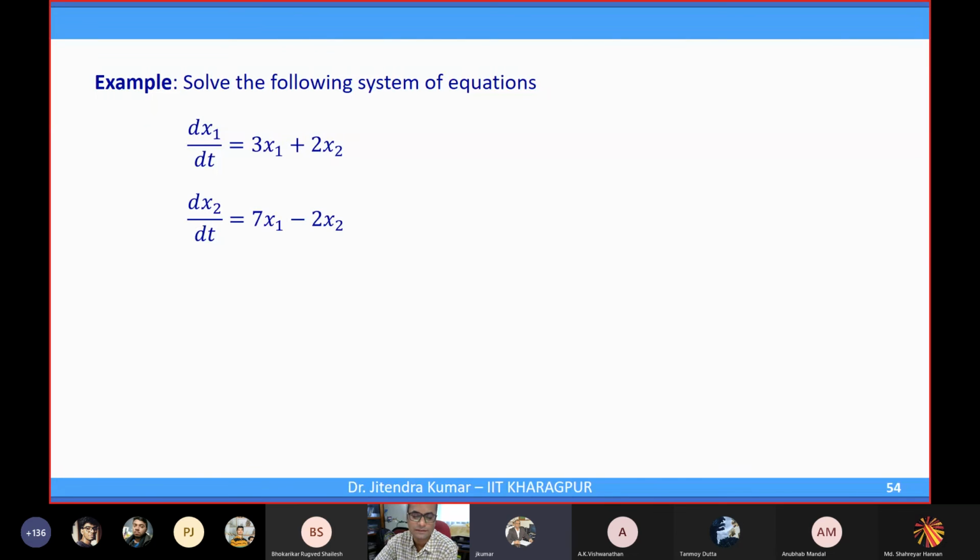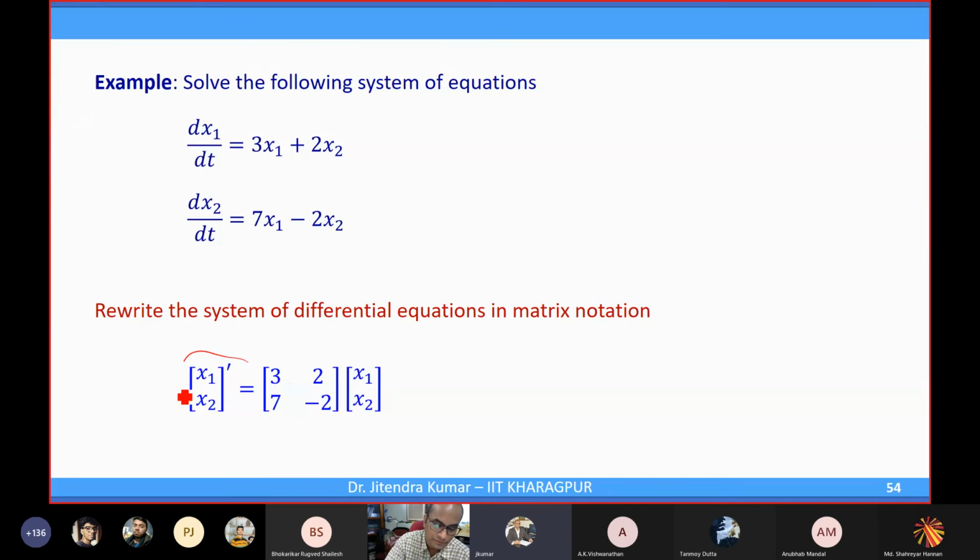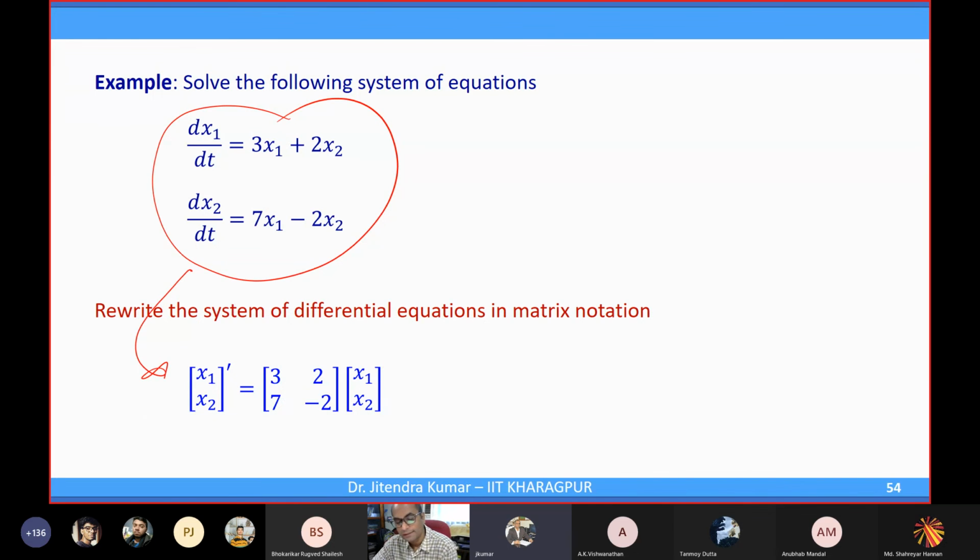Okay, if there are no questions, then we do one example just to complete this. We have a system of linear equations: dx1/dt equals 3x1 plus 2x2, and dx2/dt equals 7x1 minus 2x2. If we rewrite this system of differential equations in matrix notation, we get (x1, x2) prime equals the matrix [3 2; 7 -2] times (x1, x2). This is how the system is written.